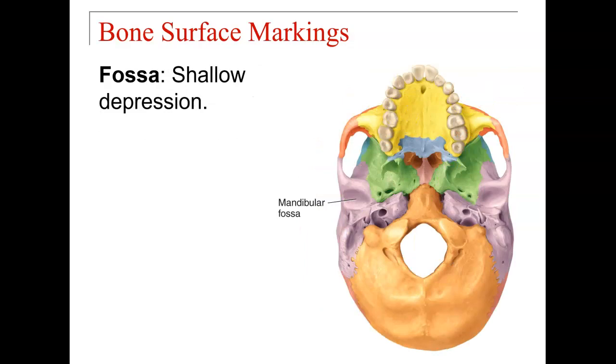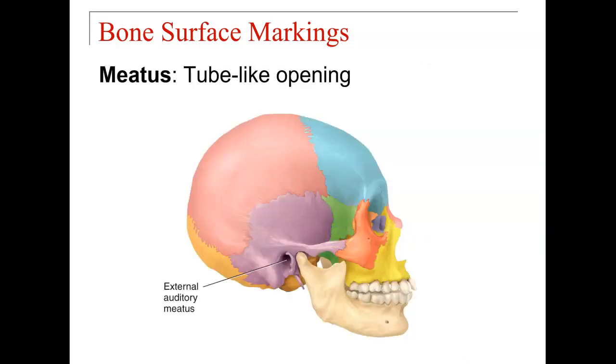Fossas are going to be shallow depressions. So here, you're going to see the mandibular fossa, so that is a depression where the mandible or the jawbone will articulate with the skull. Then you have a tube-like opening, and those tube-like openings are referred to as a meatus. I know it looks like meat in us, but it's referred to as a meatus. So here you have what's referred to as your external auditory meatus, and that's going to be the opening for the ear canal.